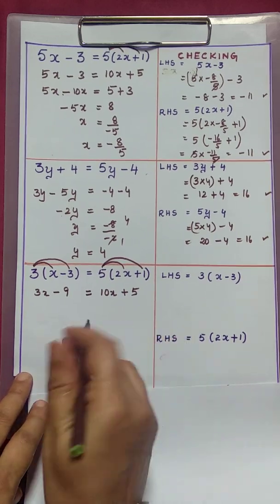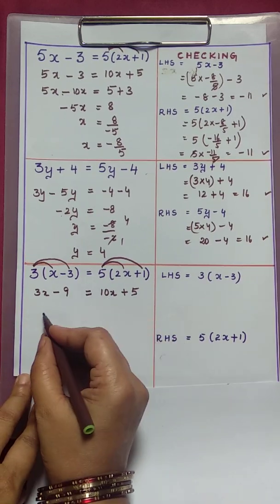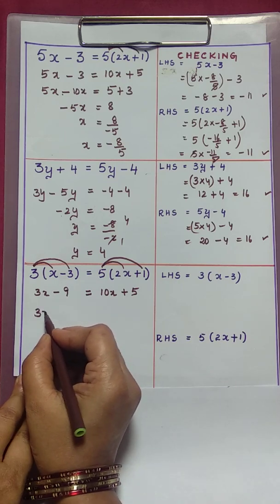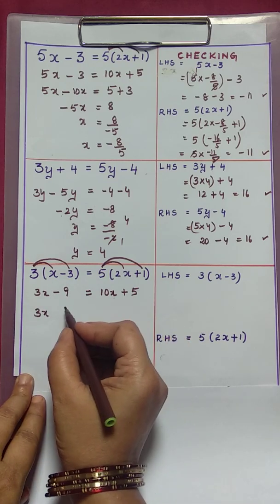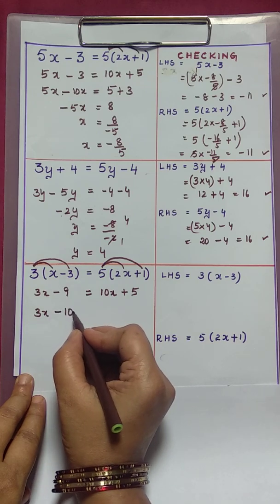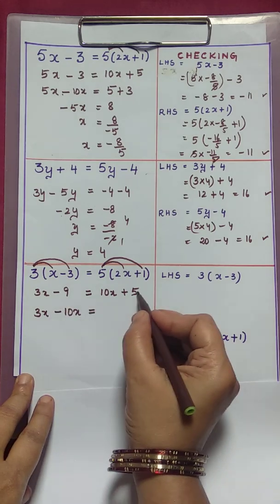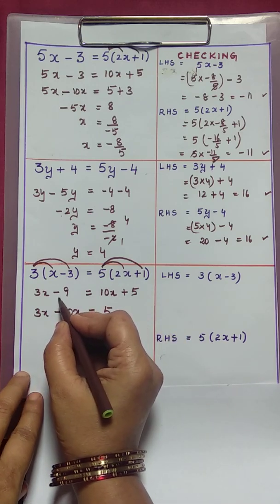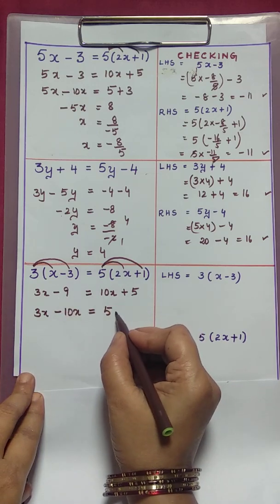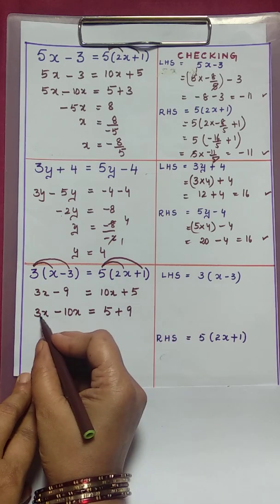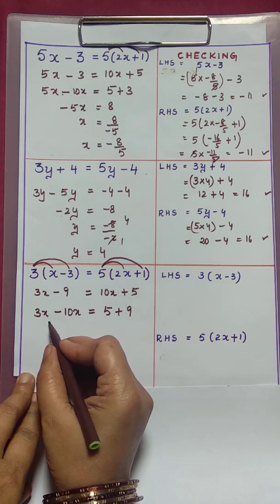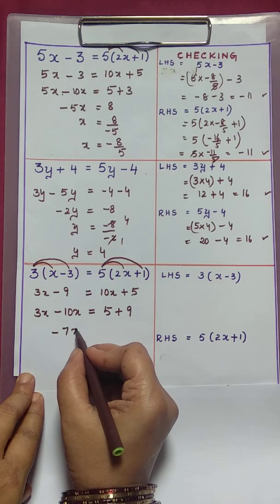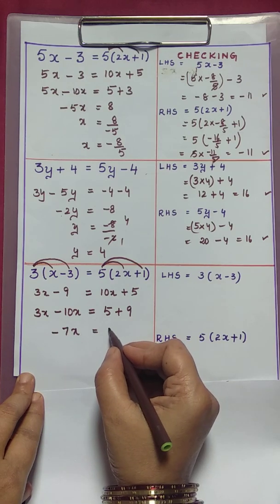Now transpose the variable terms to left hand side. So write whatever you have on the left hand side as it is. Now this plus 10x becomes minus 10x, which is equal to plus 5 as it is you write. This minus 9, when you are transposing to the right side, it becomes plus 9. 3 minus 10, minus 7. So 3x minus 10x, we get minus 7x. 9 plus 5, which is 14.